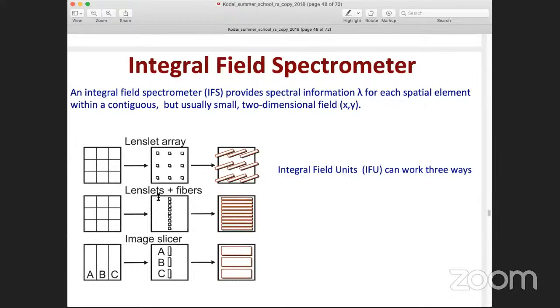Or we can use a lenslet array and take the output of the lenslets to fibers and put all of them in a single line, and then get all 9 spectra like this. Or we can also use an image slicer, where the whole image is split into 3 slices and put one on top of another, and each one is dispersed, and you get the spectra for each region. So there are different ways for a larger field of view. For a small two-dimensional field of view, not a single object, we can get the spectrum.